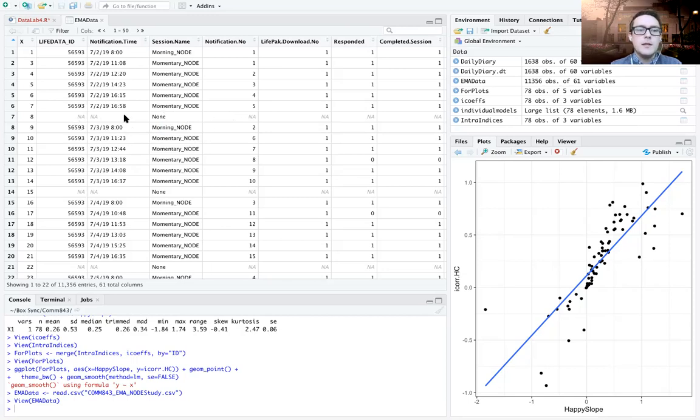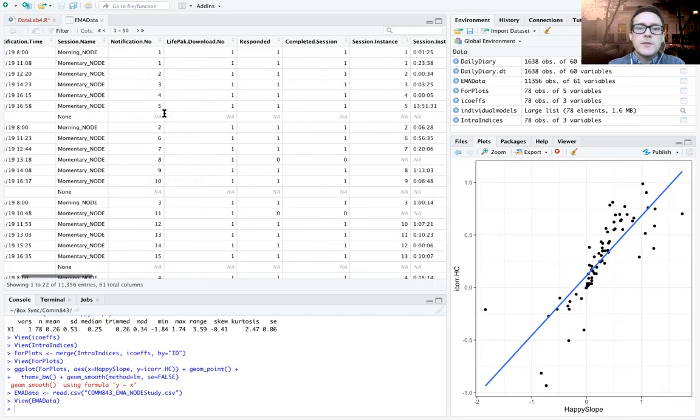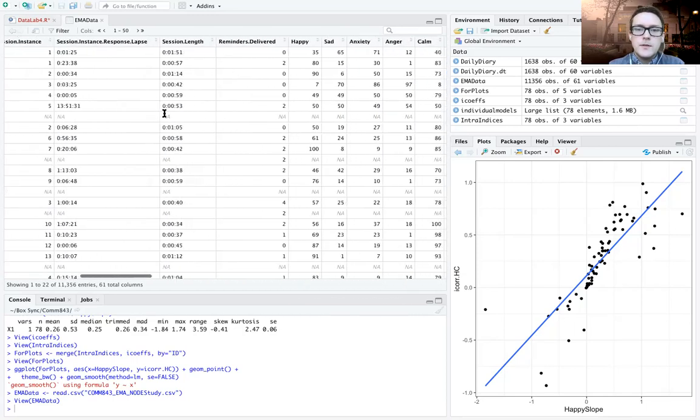In order for this to work, it needs to have an ID variable here. It doesn't have it for the life data ID, but it does have it for the other ID. So you don't have to worry about that. And don't use this going forward is basically what I'm saying. Don't use the life data ID, use the other ID.